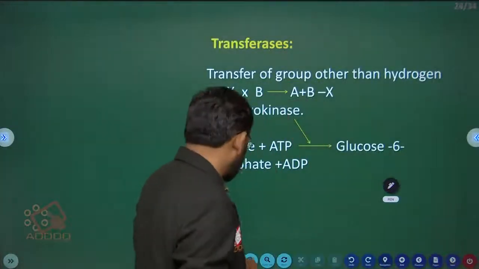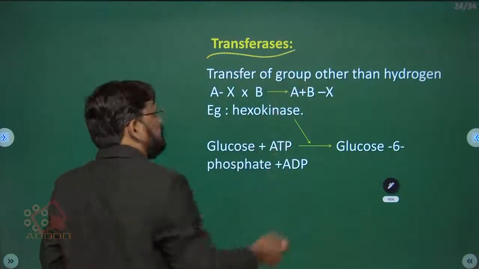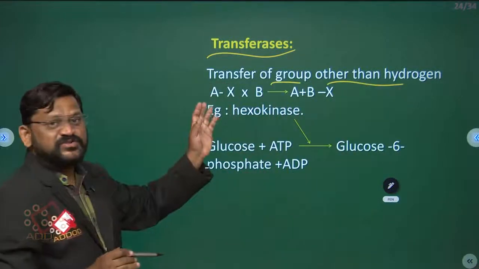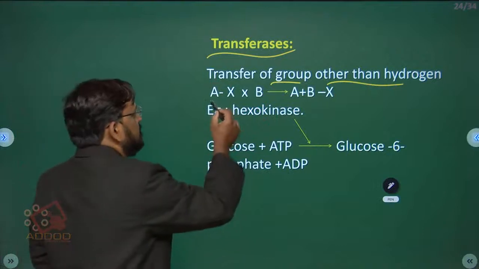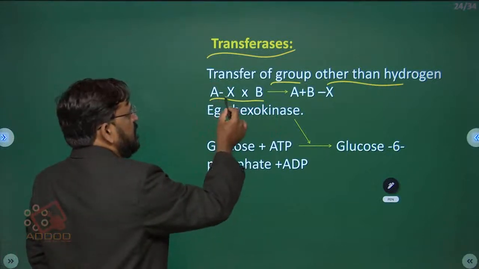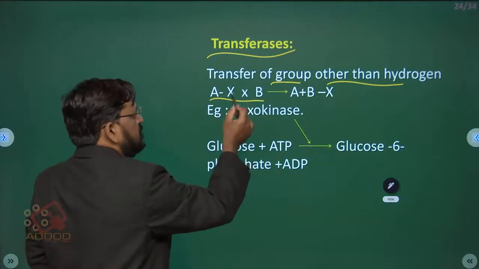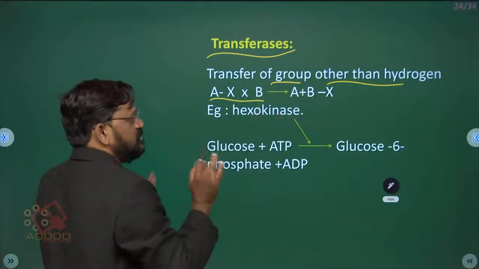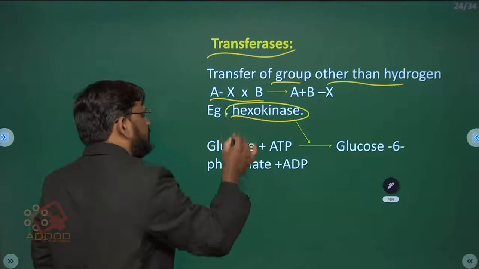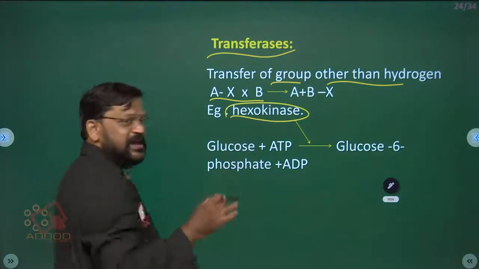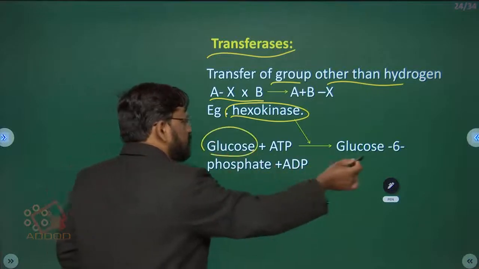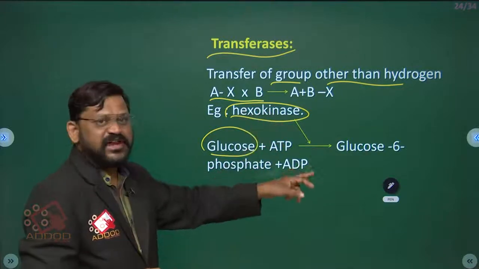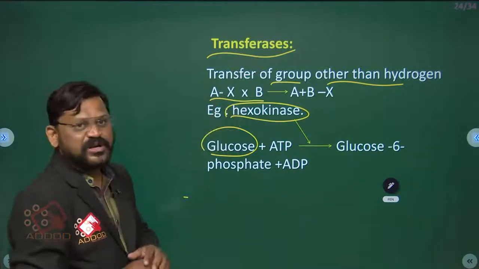The next class is called transferases. What are transferases? They transfer a group other than hydrogen. You can see the schematic representation here: A-X plus B gives A plus B-X. This is nothing but transfer of a group other than hydrogen; the hydrogen is not transferred. The best example is hexokinase. When we studied glycolysis, there was a step where glucose gets converted to glucose 6-phosphate. The enzyme catalyzing this reaction is hexokinase, and hexokinase is a transferase.